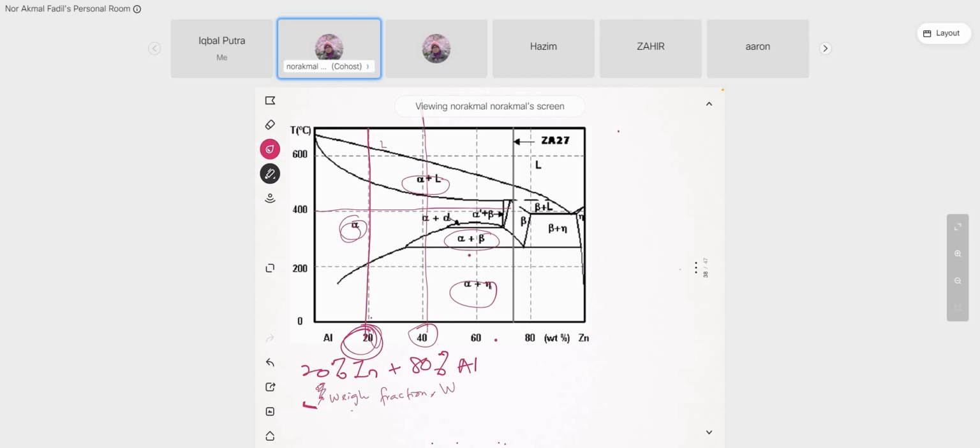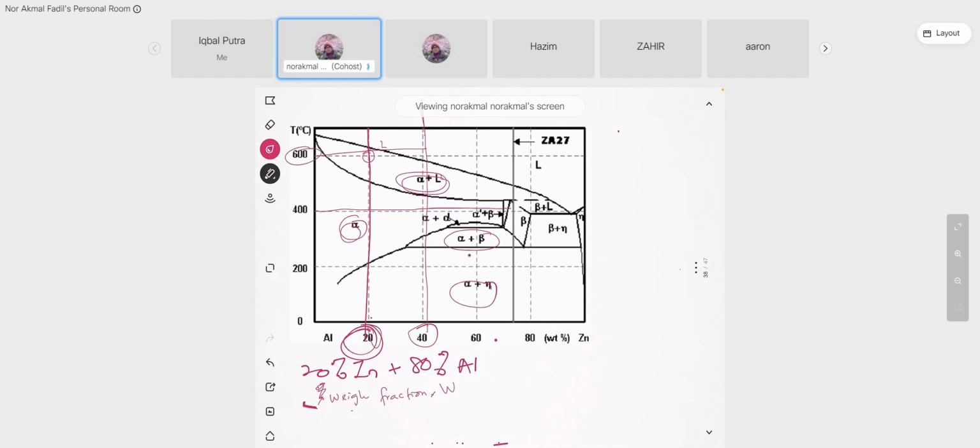Why? Because there's only alpha. So it means the weight fraction of alpha is 100%. So I cannot assess your knowledge on how to determine the fraction of phases. So you need to choose a temperature. For example, you can choose 600. Why 600? Because 600 contains two phases, which are alpha and liquid. So just take one temperature, 600.